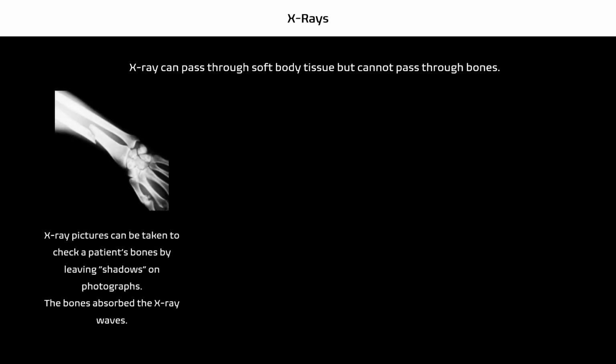Alright, X-rays. You've heard of this before as well. X-rays can pass through soft body tissue, but they cannot pass through our bones. That's why we're able to see those white solid images on X-ray photographs. Now, X-ray pictures can be taken to check whether bones are broken or not by leaving shadows on photographs. Okay, so the images are inverted, so your shadows look white, but they indeed are shadows. So shadows is a key word. Okay, so what happened was when X-rays were passing through, the bones absorbed the X-ray waves.